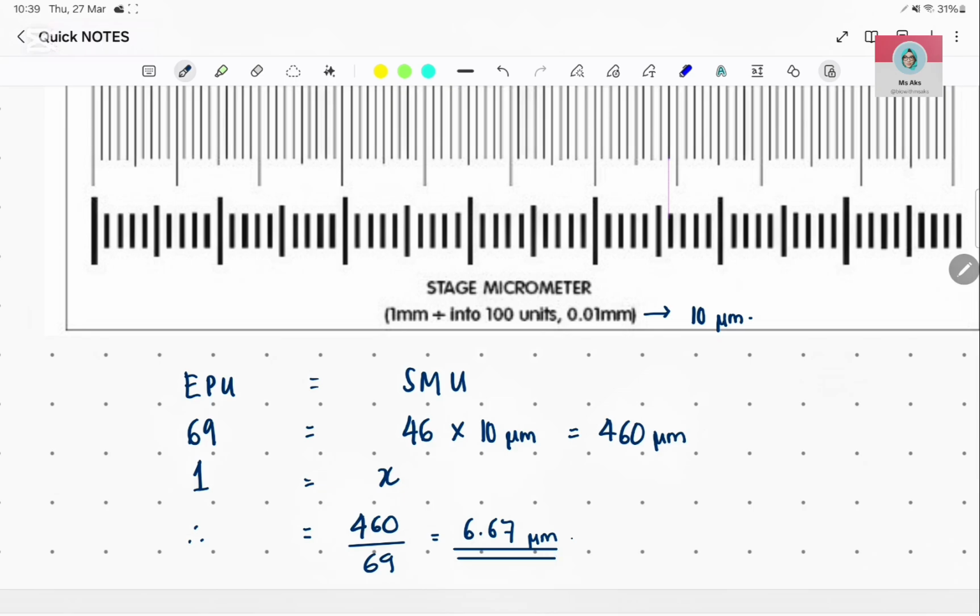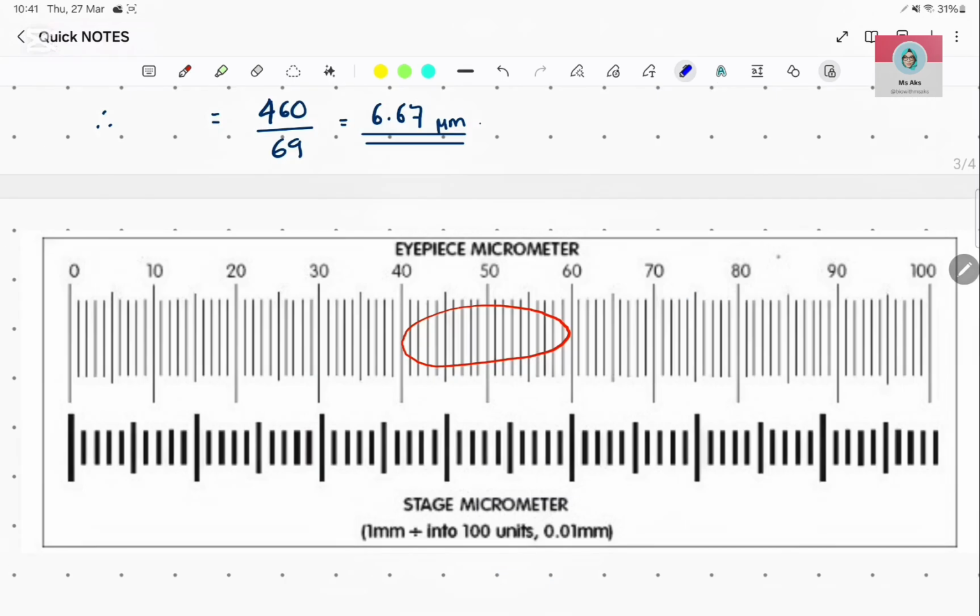Now, how can we use this information that we have just obtained here? Now that we have the information of what one eyepiece graticule division or unit is equivalent to, if you look at the bottom, let's just say we are viewing a cell under the microscope, and I've placed this red cell under the microscope, and we can view it with the eyepiece graticule. What you can do is actually measure the length of the cell.